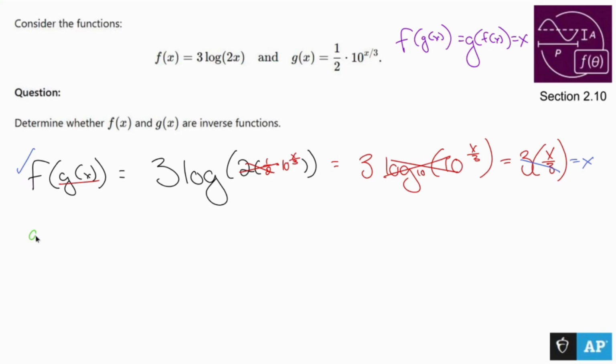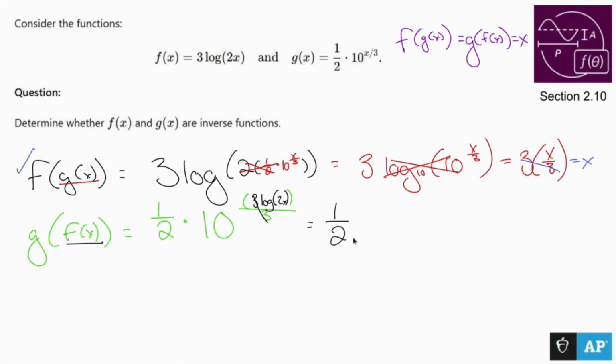Now I need to make sure that the same thing works for g of f of x. It's not always a guarantee, but chances are it's going to be pretty good if the one does work for x. So let's write out g, which is 1/2 times 10 to the big parentheses over 3. Inside those parentheses, let's plug in f of x. So f of x was 3 log base 10 of 2x. Simplifying this out, the 3's cancel, and that leaves us with 1/2 times 10 to the log, and you know what? I will put base 10 of 2x.